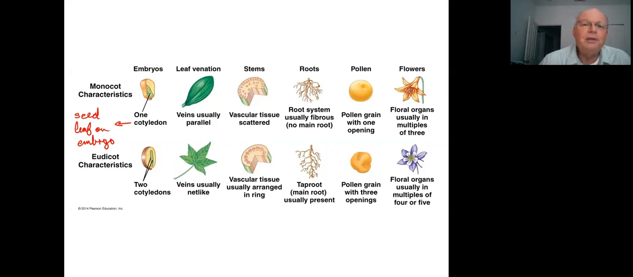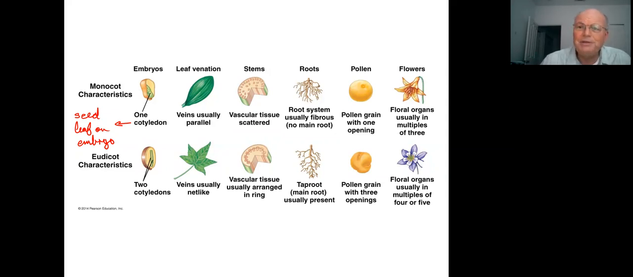Then you can see the vein pattern, parallel veins versus net. When you look inside the stems, vascular tissue in a stem is scattered in a monocot. It's in a ring in a dicot. The roots are fibrous on a monocot, whereas you have a single root with branches, what is known as a taproot system, in a dicot. The pollen grain on a monocot has a single opening. Dicots have three openings.